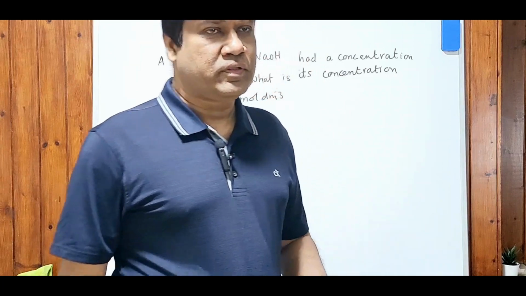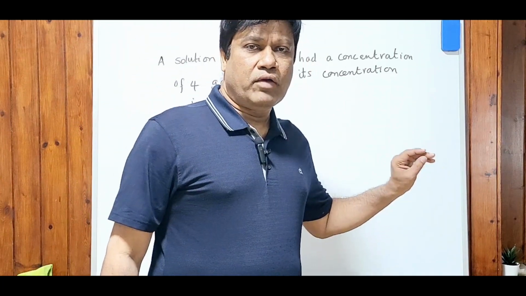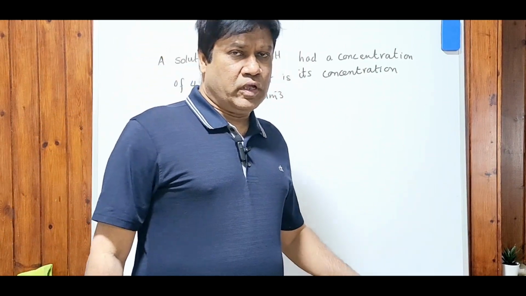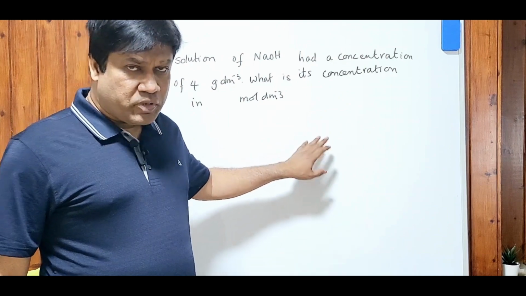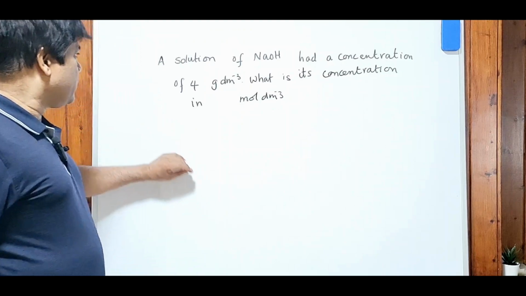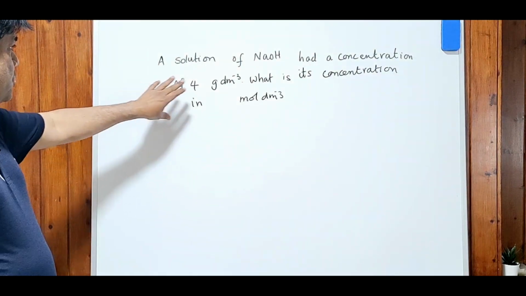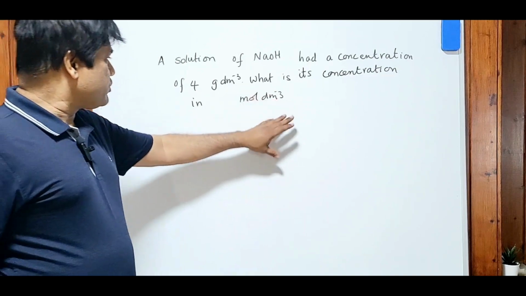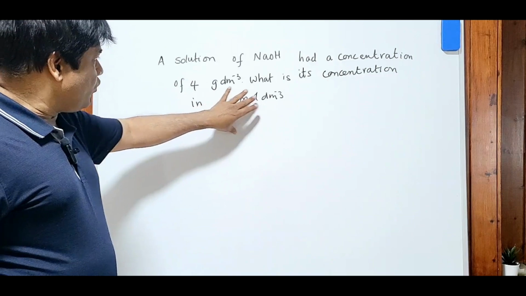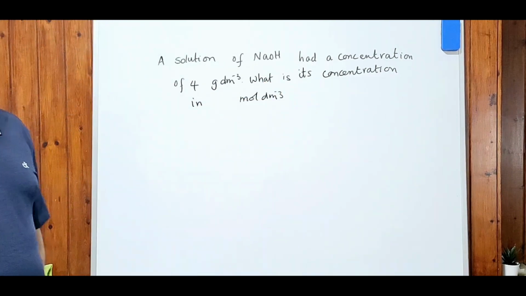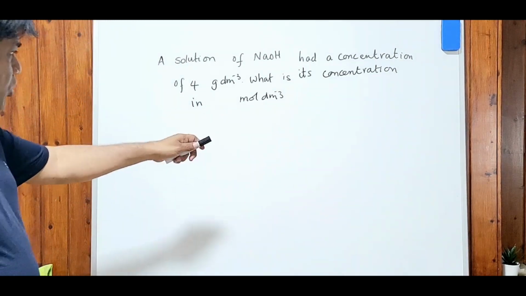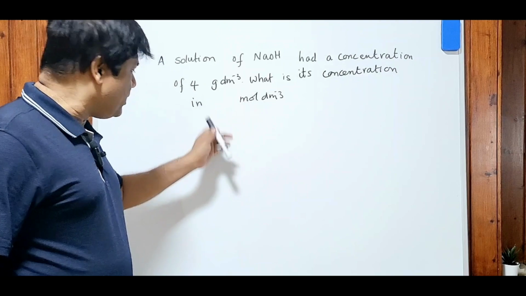I've already started one video on concentration, and let's continue with some numerical questions based on the concentration term. Look at this question. I'm going to read it. A solution of sodium hydroxide had a concentration of 4 gram dm cube. What is its concentration in mole per dm cube? It's just a conversion factor. We will do how to convert mole per dm cube to gram per dm cube.